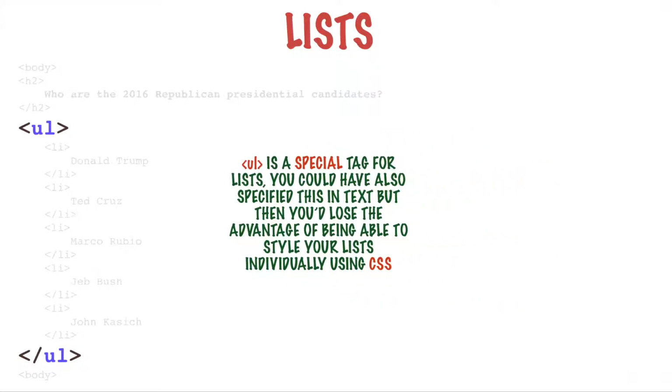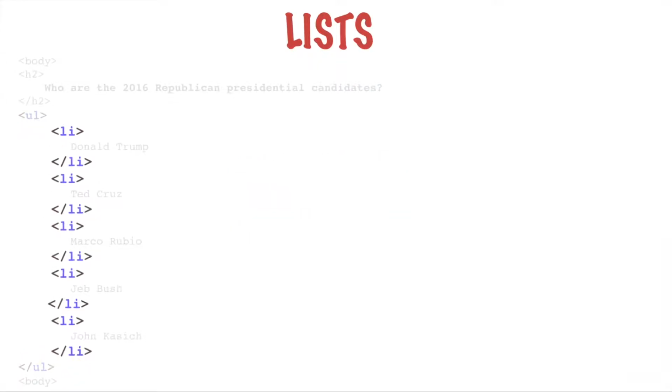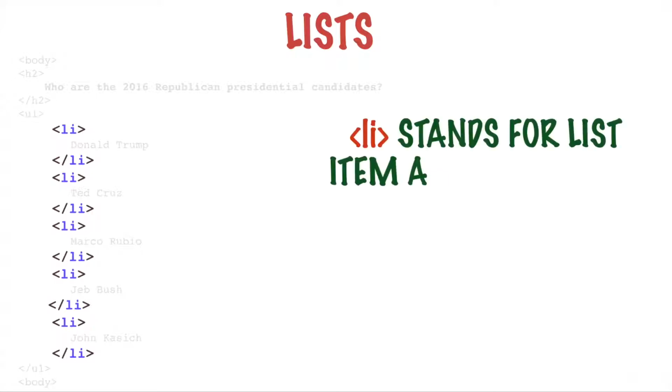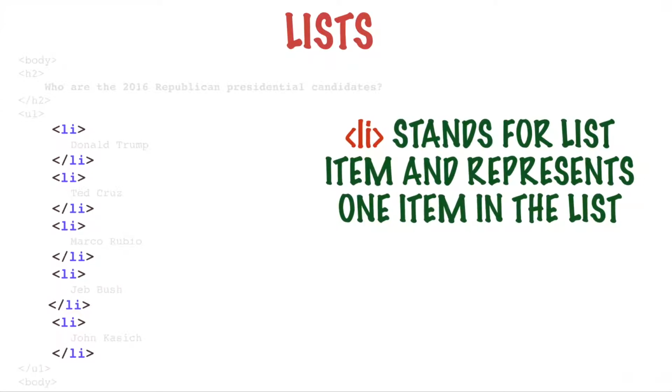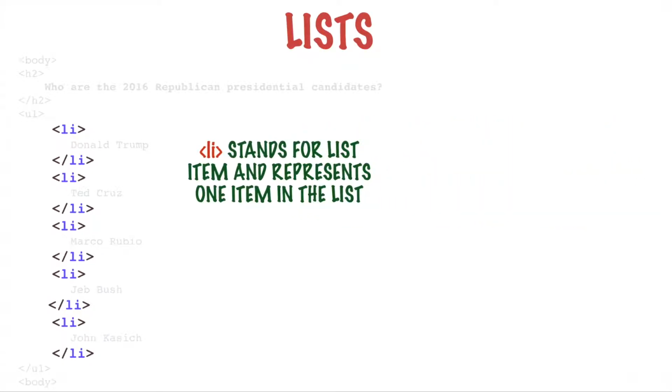In any case, the next important bit to remember about the unordered list is that each individual entry in that bulleted list needs to be enclosed within a pair of LI tags. LI stands for list item, and it represents one item in the list. Remember again, every element in your bulleted list should be wrapped in this LI tag. In other words, you'll have a whole bunch of opening and closing LI tags contained within the opening and closing UL tags.